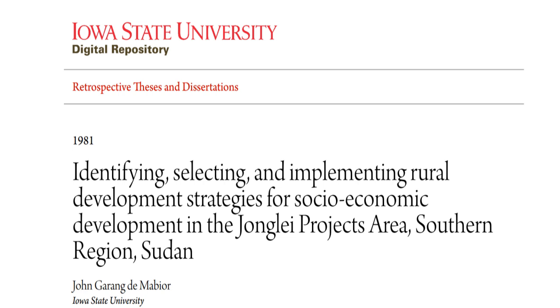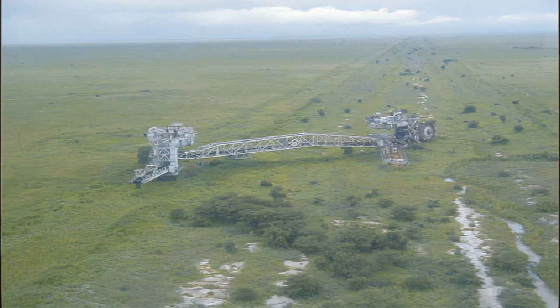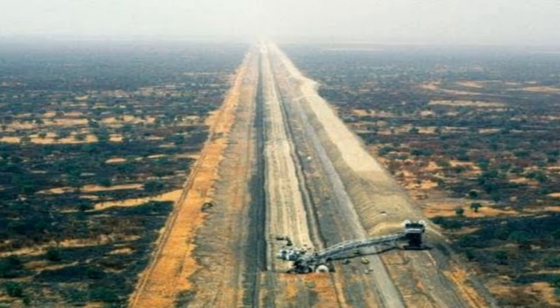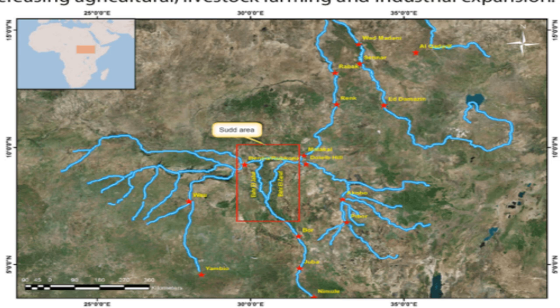So when it comes to Dr. John Garang's dissertation, before we start on that, we need to understand what the Jonglei Canal Project is, also known as the Jonglei Project Area, JPA. Understanding this project will give you a foundation for understanding his dissertation. Right? The Jonglei Project Area was a multinational project between Egypt and Sudan.